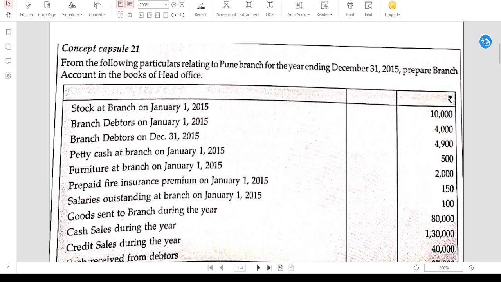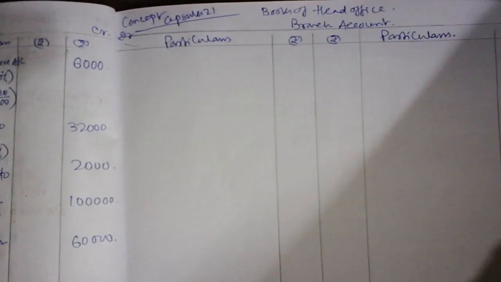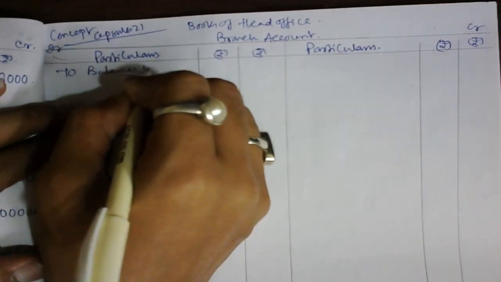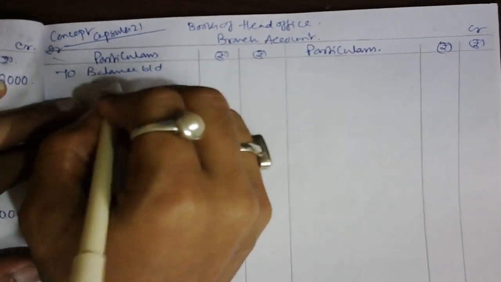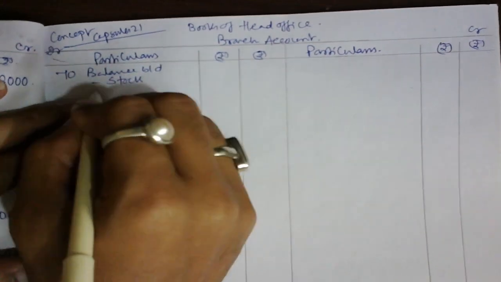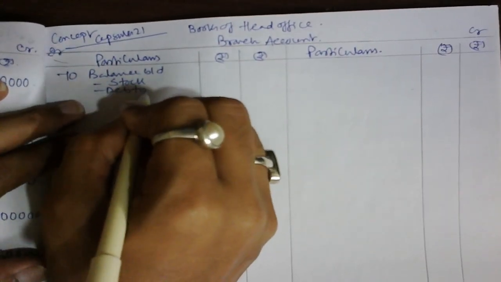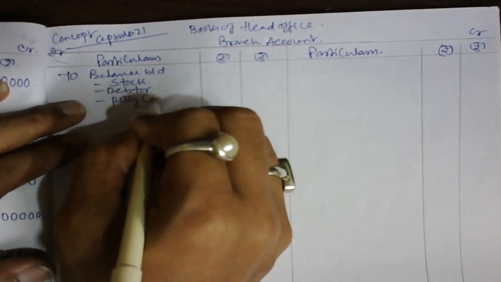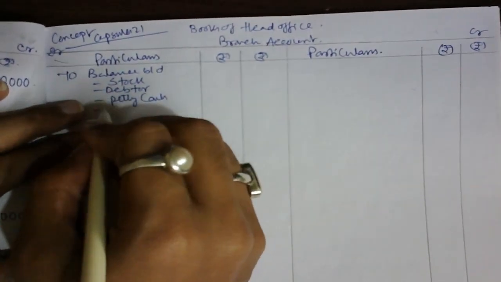Okay, let's solve this. You just make a note of that, we will solve it quickly. To balance B by D. Stock is given, sir. Debtor is given. Petty cash given. Okay, and furniture given.